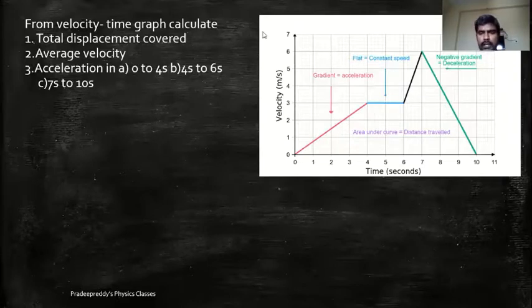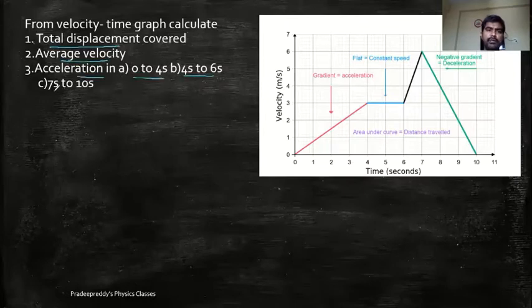right? Coming to the next problem, here we have a velocity time graph, and in this velocity time graph, you are supposed to find out total displacement covered, average velocity, and as well as acceleration from 0 to 4, 4 to 6, and 7 to 10 seconds. Now it is mentioned velocity time graph. This is velocity time. Time is in second and velocity is in meter per second. You are now supposed to find out total displacement covered by the body, right?